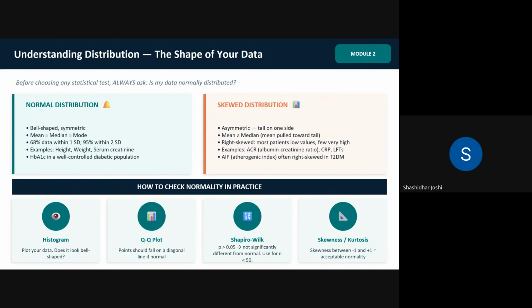Now, how do you assess whether your data is normal? There are four ways of assessing. Again, I'm not getting into the deeper concept of that, but there are four ways of looking at the data.